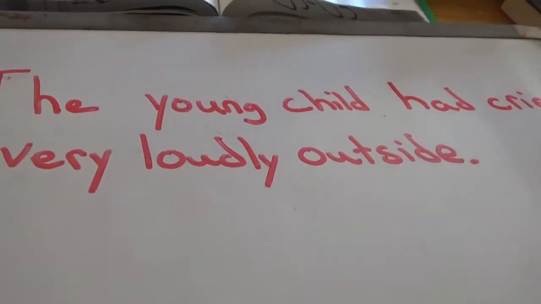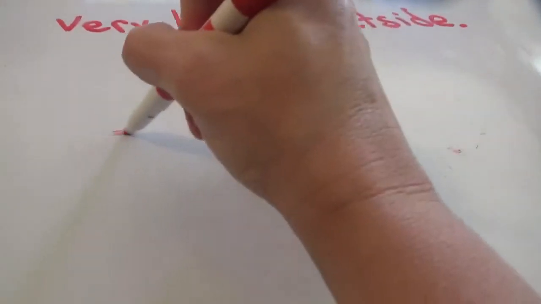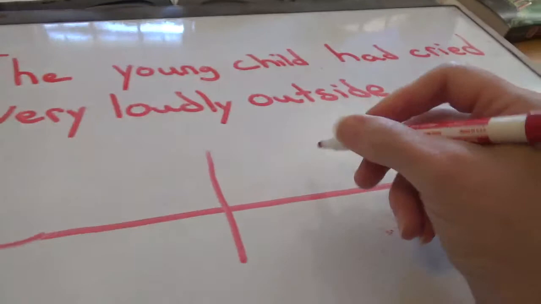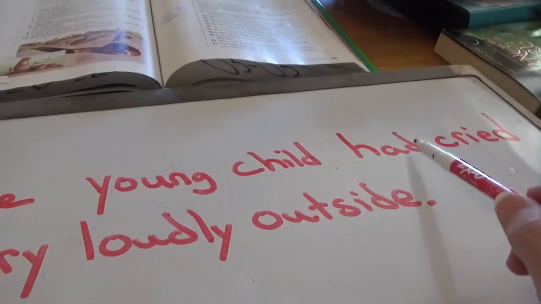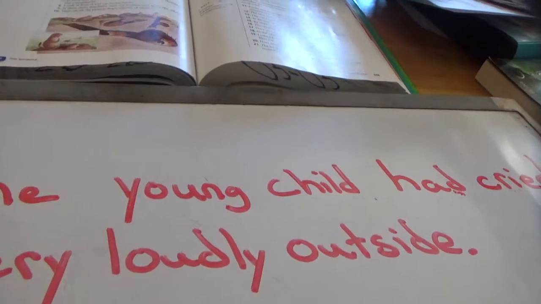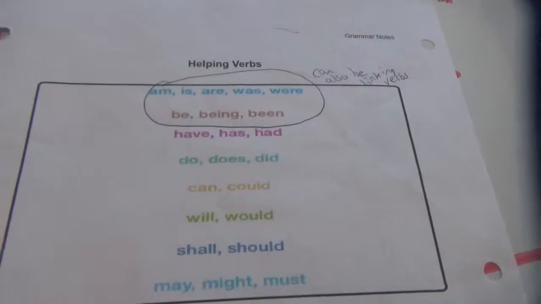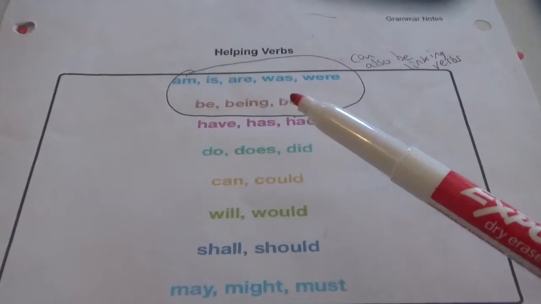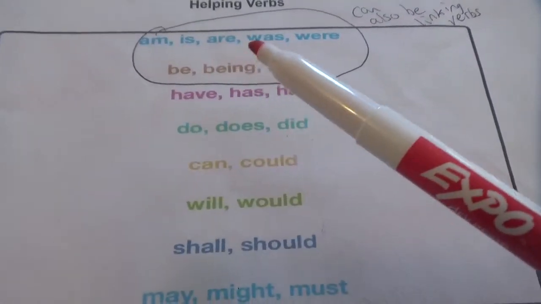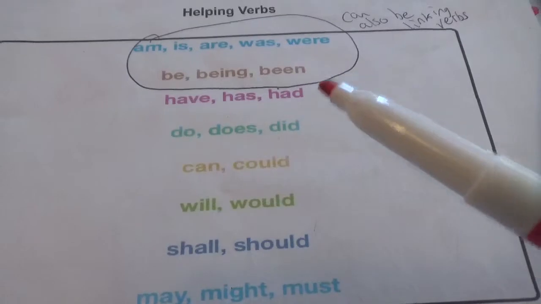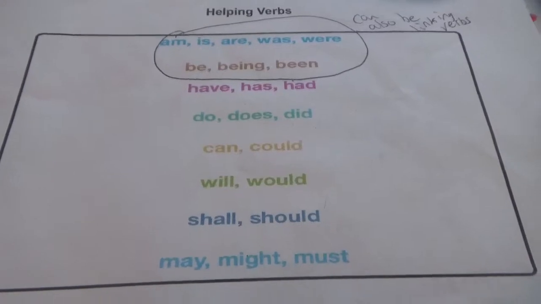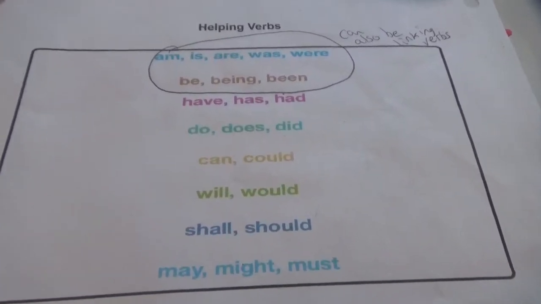Okay. So let's find any action verbs, and that's cried. So I'm going to make my baseline here, and I am going to write cried. But look, there is a helping verb with cried. Remember the helping verbs? We memorized the helping verbs. If you need to, take those out sometime and make sure that you still know them. There are 23 of them. Am, is, are, was, were, be, being, been, have, has, had, do, does, did, can, could, will, would, shall, should, may, might, must. It will help you to just have these memorized so that when you see them, you'll recognize them as helping verbs.